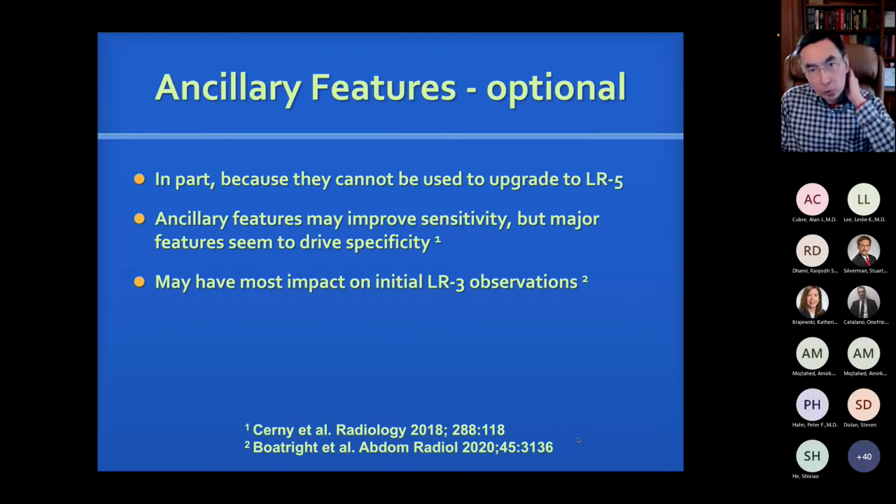And that's one of the reasons why using ancillary features is optional, but it's not without value if we improve our stratification of risk for HCC, because that may drive decisions about other treatments short of transplantation. It may drive decisions about biopsy and so on.